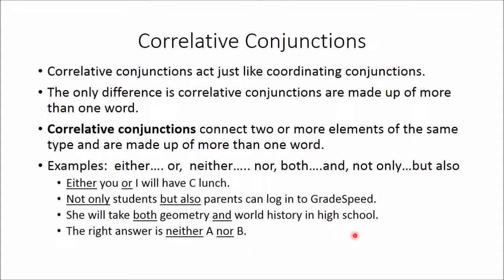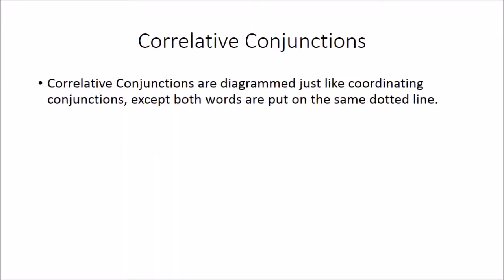All right, so that is correlative conjunctions. Here's diagramming them. You diagram them exactly the same way you do coordinating conjunctions. And if you've been watching all the other review videos, we've gone over how to diagram those at every step, all the different words you can connect, the different phrases, and the clauses. That was in review part 1. And the only difference here is that you add all the words to the same dotted line.